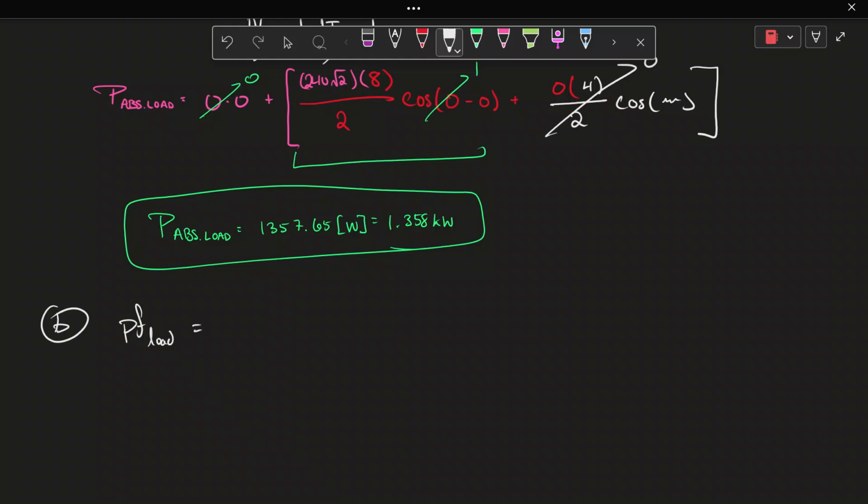Now there's another equation, a nice equation we can use. The original, or part A answer, power absorbed by the load, divided by V RMS times I RMS. And again, these are the magnitudes. Okay, so what are we going to do here? Well, do we know VRMS? Do we know IRMS?